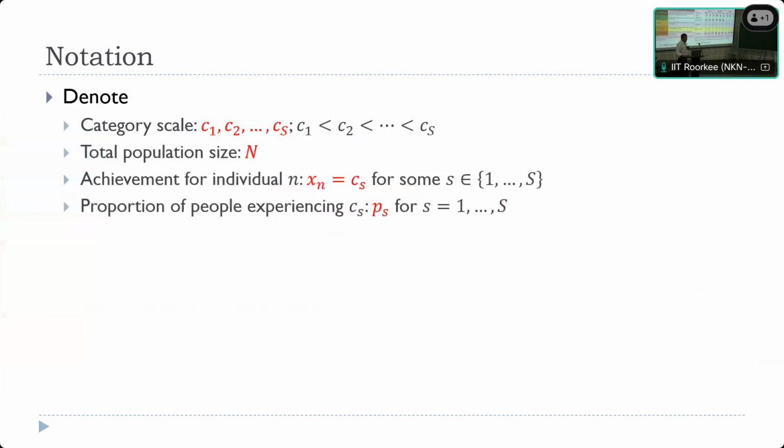Okay. So let's look at some notation. Basic notation. So I showed you the example of happiness scale, sanitation scale. You probably can come up with some scale in your own research area. Any other variables that you think of would have ordered categorical scale or ordered scale that you have come across?